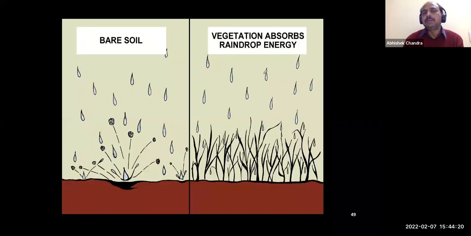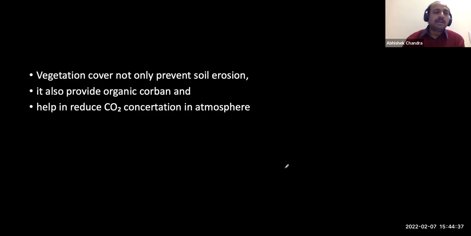But when grasses and vegetation are present, the energy of the raindrop is absorbed by the grasses and vegetation cover. So one benefit of this cover is that we do not lose our soil. Vegetation cover not only prevents soil erosion, it also provides soil organic carbon and helps reduce the carbon dioxide concentration in the atmosphere.